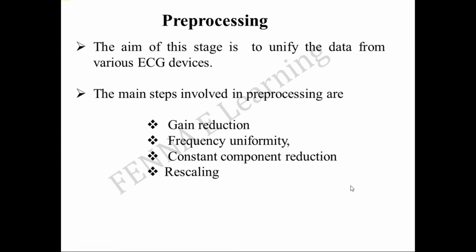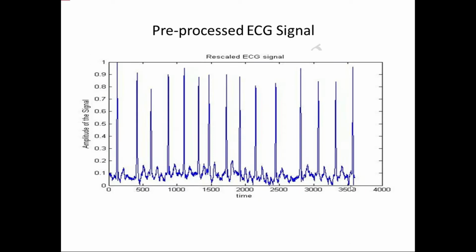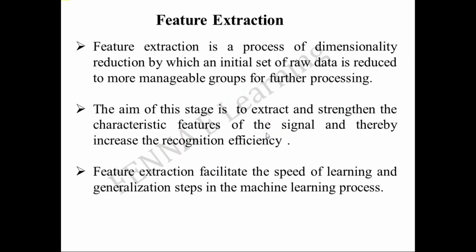Pre-processing step. This stage aims to unify the data from various ECG devices. The main steps involved in pre-processing are gain reduction, frequency uniformity, constant component reduction, and rescaling. So these are the normal signals and abnormal ECG signals from the database, and this is the pre-processed ECG signal database. In the pre-processed output, there is a scaling in amplitude and there is a scaling in the time frequency components.